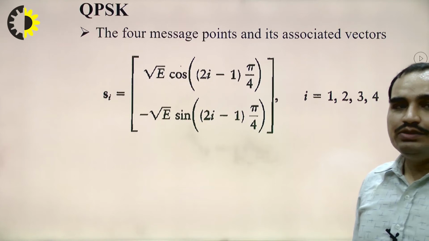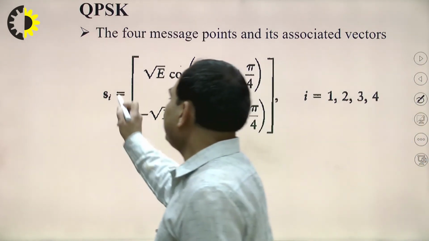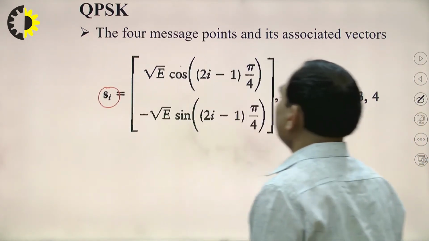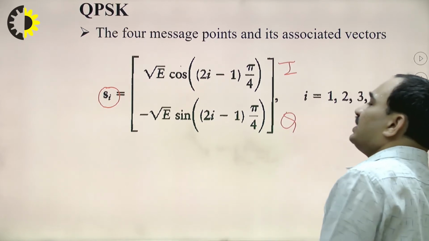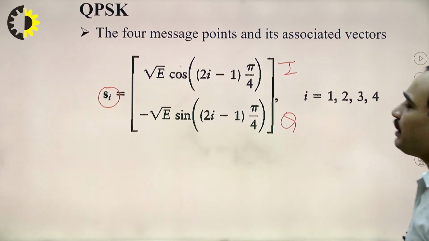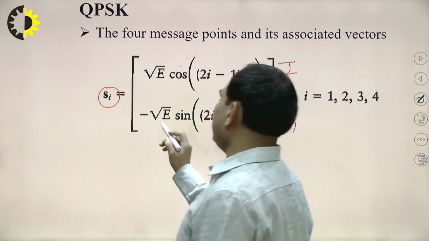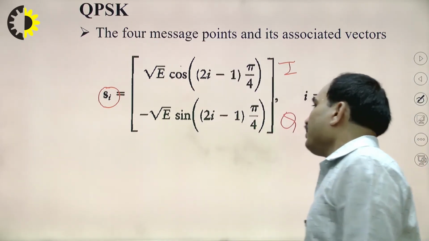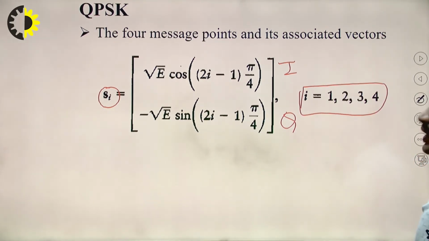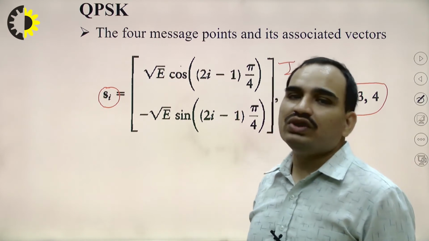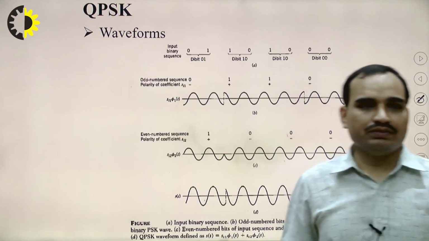So the vector associated with the 4 message points is given by s_i, that is equal to the in phase signal and the quadrature phase signal, that is under root E cos of (2i minus 1) pi by 4, minus under root E sine of (2i minus 1) pi by 4, where the value of i ranges from 1 to 4 for representing 4 different message points.